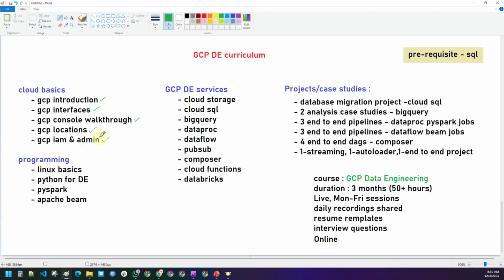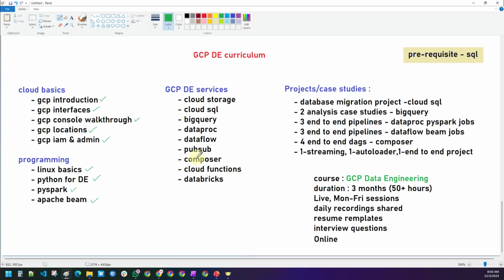Once the cloud basics are completed, we will jump on to programming. In programming, we will first start with the Linux basics. For data engineers, basic knowledge of Linux is very important. Then we will talk about Python for data engineers, and we will also talk about PySpark in detail and Apache Beam in detail. So we are going to cover programming where we will learn about Linux, Python for data engineers, PySpark, and Apache Beam.